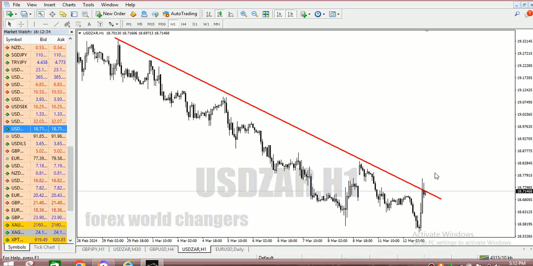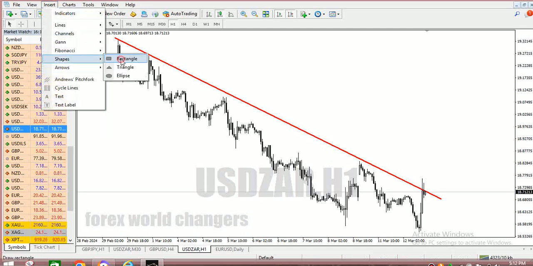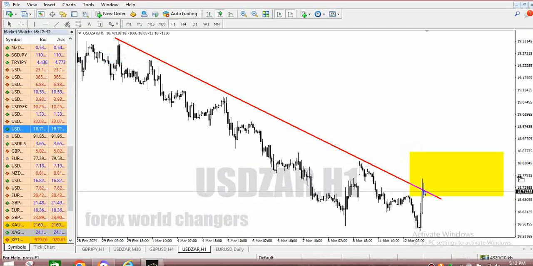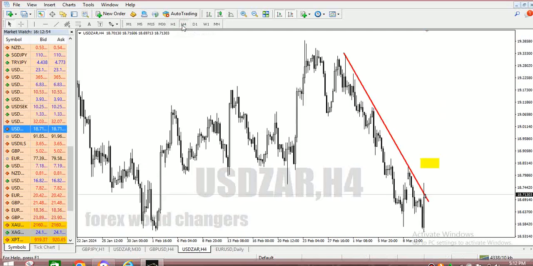I don't know if it's going to break, because I'm not a trend line guy. If the price decides to play around this zone, you know that it's going to move up. It's going to be a good buy. Right now it's been respecting this trend line, so I don't know when it's going to decide to break it. But let's look at our analysis.